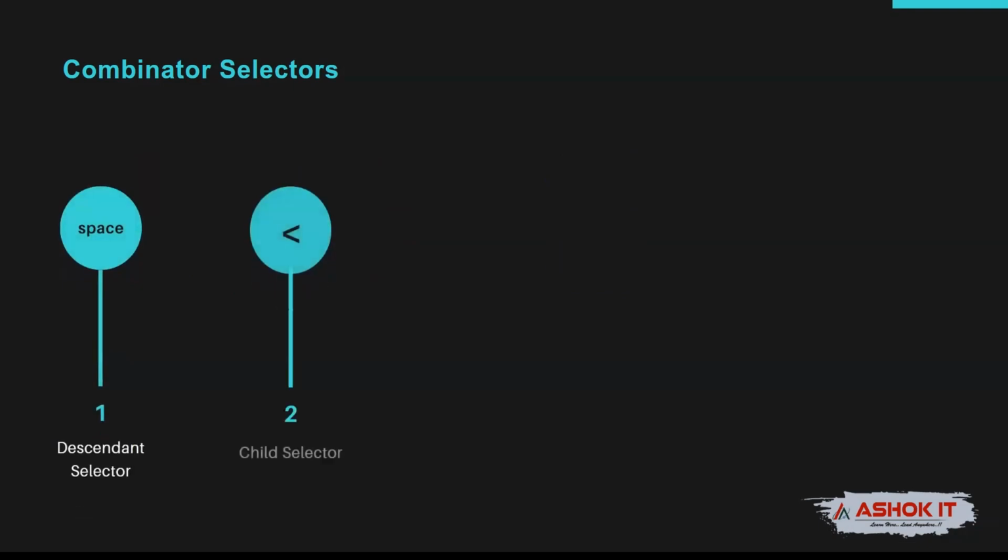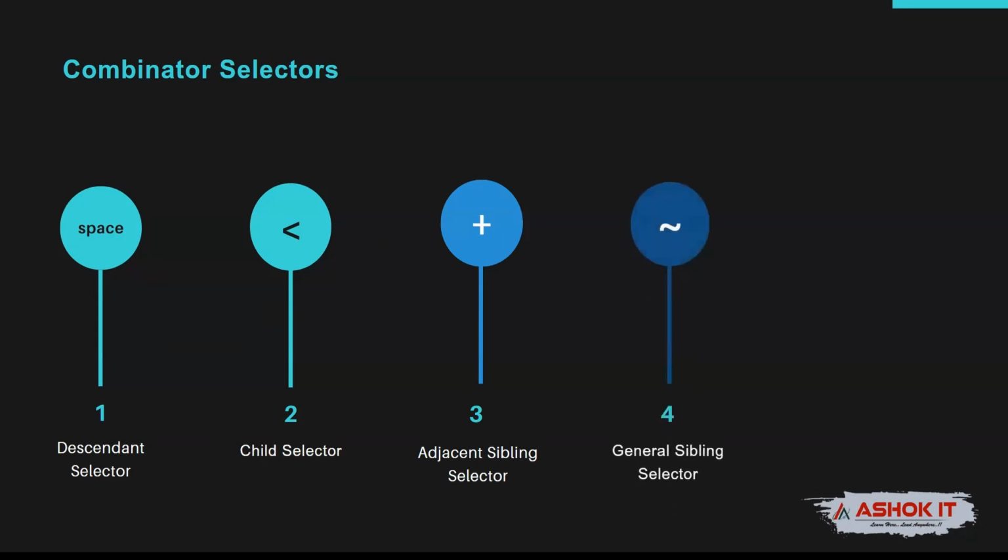The first one is descendant selector. For that you'll add space between the selectors, and the second one is child selector. For that you'll add angular bracket. The third one is adjacent sibling selector. For that you'll add plus between the selectors. And the fourth one is general sibling selector. For that, you'll use tilde symbol between the selectors. Now let us use these combinator selectors in the code.